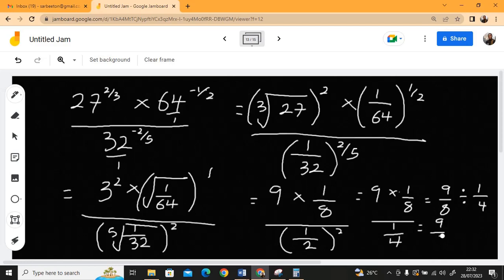9 over 8 times, this one will go up, this one will come down. 4 over 1. 4 here, 1. 4 in 8 is 2. So your final answer equals 9 over 2. That is that. So put this down. Let's move on.